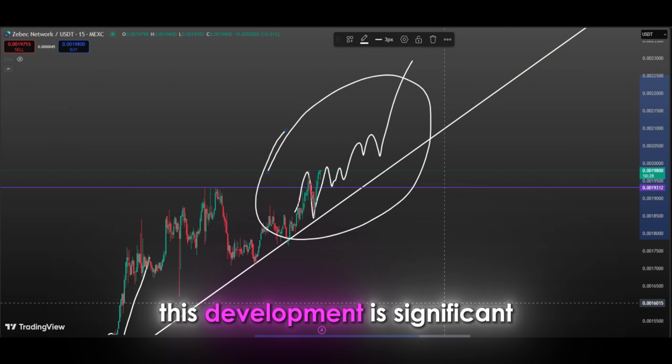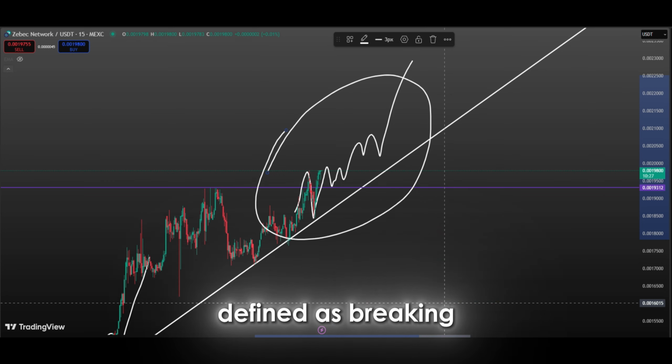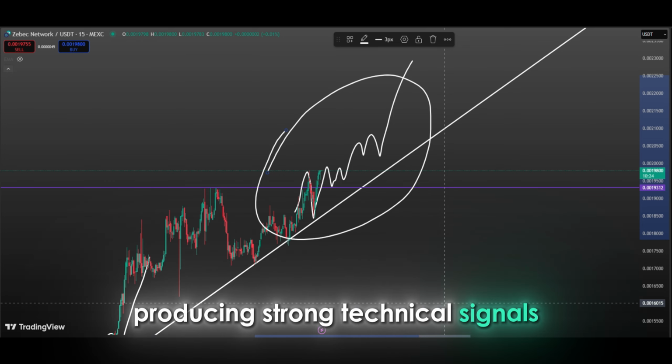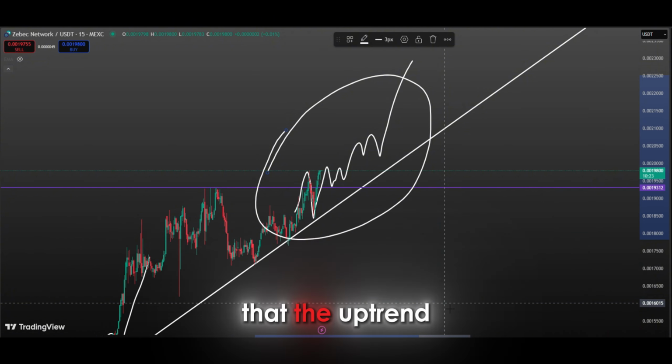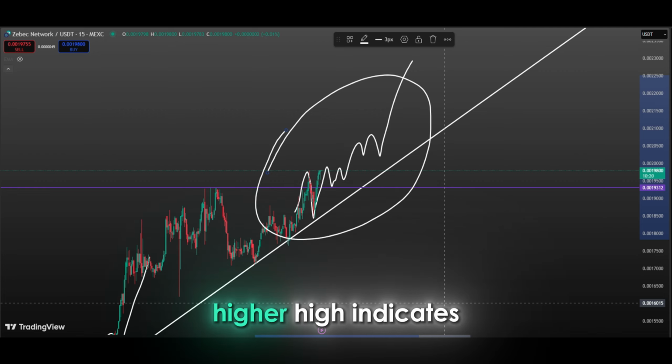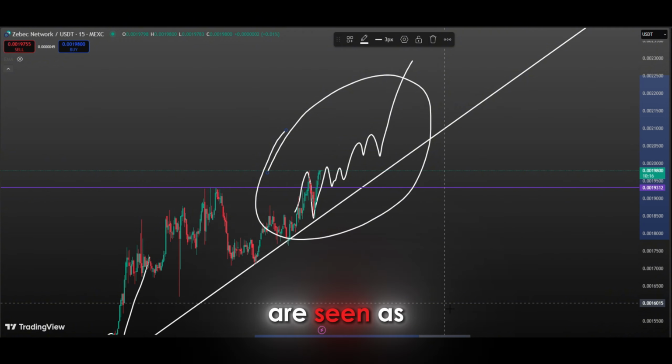This development is significant because these types of patterns are defined as breaking a double top and forming a new higher high, producing strong technical signals that the uptrend will likely continue. Moreover, the formation of this new higher high indicates that buyers remain active while sellers appear to be weakening. For many investors, such breakout points are seen as opportunities to enter long positions.